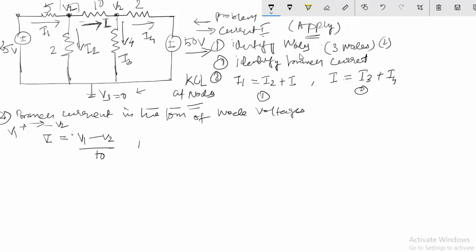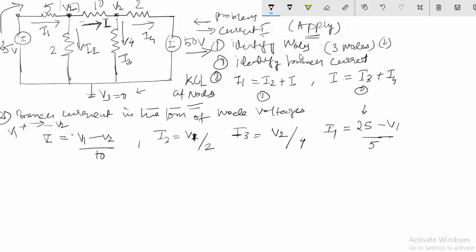Again, if I write the same way for all the different branches, then I will get I2 as V2 by 2, I3 as V1 by 2, and I3 as V1 by 4. And again I will get I1 equal to 25 minus V1 divided by 5. I am taking 25 because this is at a higher potential, so the current is flowing this way.